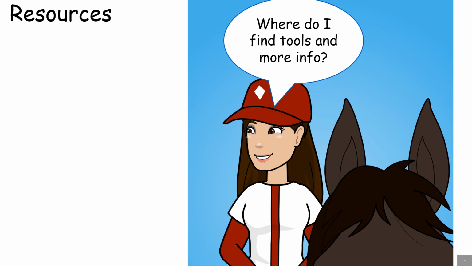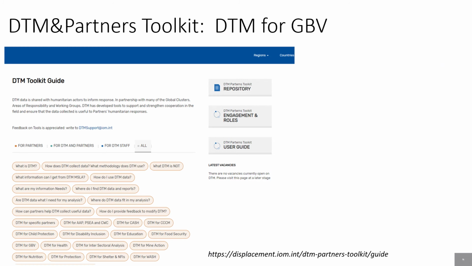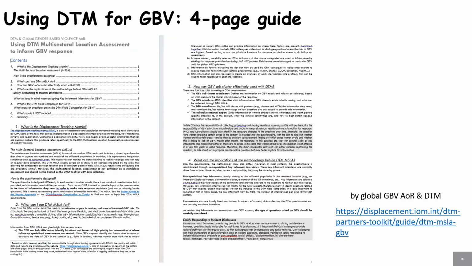So you must be thinking by now, where do I find tools and more information? You can find support material on the DTM and Partners Toolkit and under DTM for GBV. The Global GBV AoR worked with DTM to produce DTM for GBV. This is a 4-page guide that can also be useful for you in working on this.